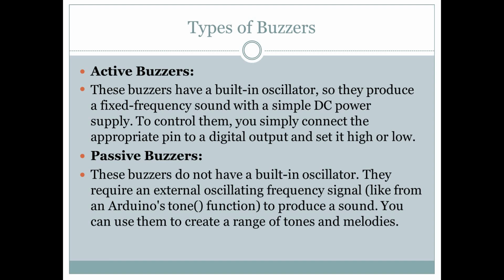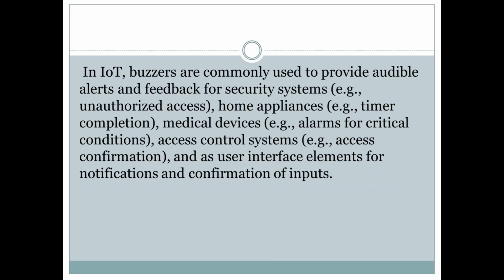Next is the passive buzzer. These buzzers do not have a built-in oscillator. They require an external oscillating frequency signal. So to produce sound, we can use different ranges of sounds and melodies in these passive buzzers. An example of a passive buzzer is playing melody notifications to users in IoT applications.